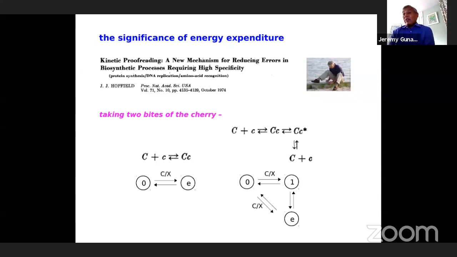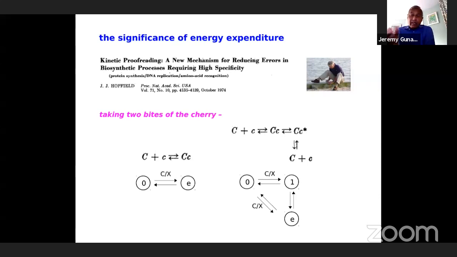So he was interested in, at the time, trying to explain the extraordinarily low error rates in macromolecular synthesis, the replication of DNA, transcription of RNAs. The numbers that were coming out from the first experimental studies were an error in one in every 10 to the 8, 10 to the 9 nucleotides, which was remarkable. And Hopfield was trying to understand this.